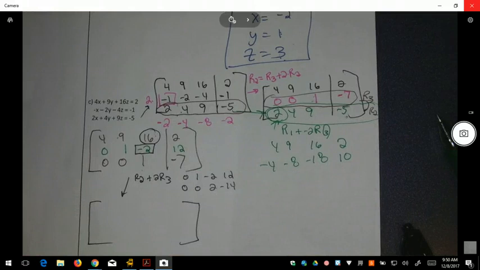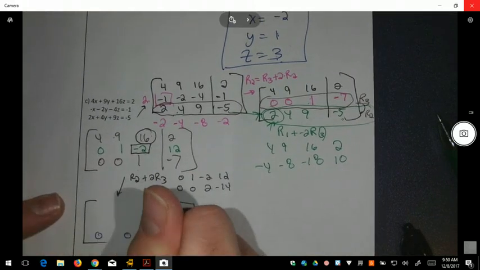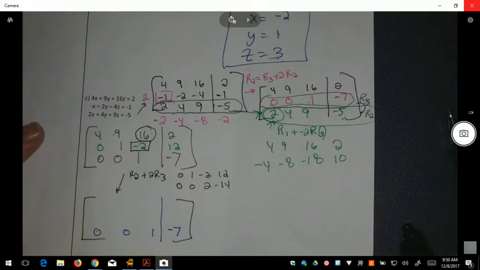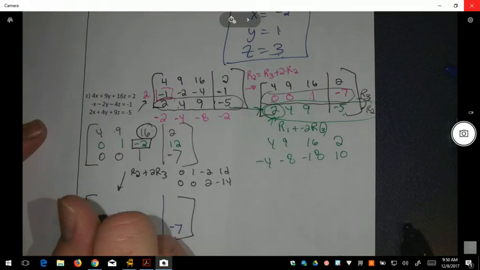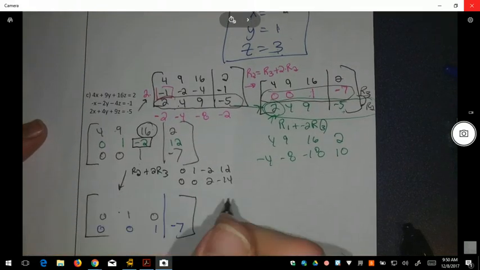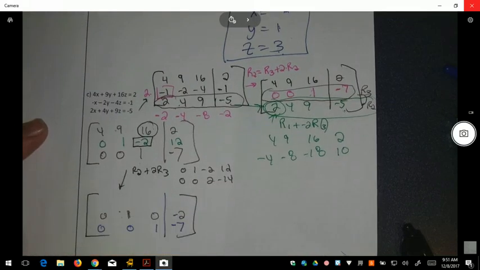I'm keeping my row 3 as it is because it's perfect. I don't even have to divide by a coefficient. It's already got an answer for z. This adds to 0, 1, 0, -2. So now I even have an answer for y, which is nice.